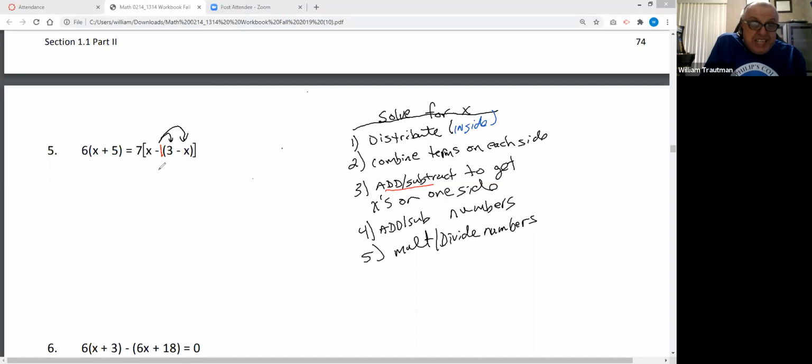So we had to distribute the -1. -1 times 3 is a -3. -1 times a -1x. Don't forget, there's an invisible 1 there. -1 times a -1x is also a +1x. -1 times -1 is a positive 1x. I'm not going to put the 1 there. I'm just going to put the x, positive 1x. So we distributed that.